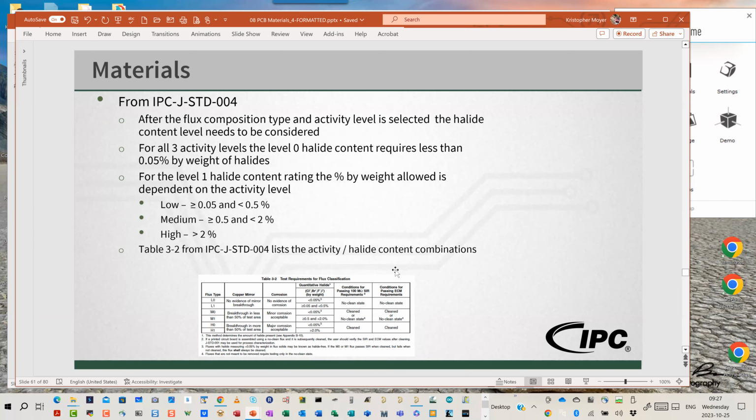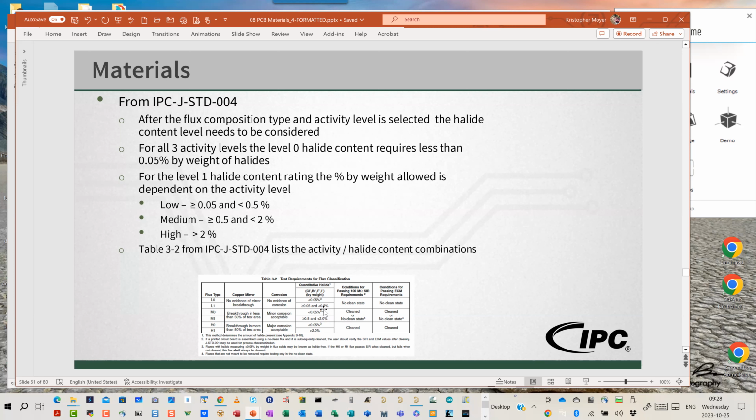Finally, after flux composition type and activity level are selected, the halide content level needs to be considered. For all 3 activity levels, the level 0 halide content requires less than 0.5% by weight of halides. For the level 1 halide content rating, the percent weight allowed is dependent on the activity level. So for low, it's going to be between 0.05 and 0.5. For medium, it's between 0.5 and 2%. And for high, it's greater than 2%. Again, table 3-2 in J-004 lists the activity levels.